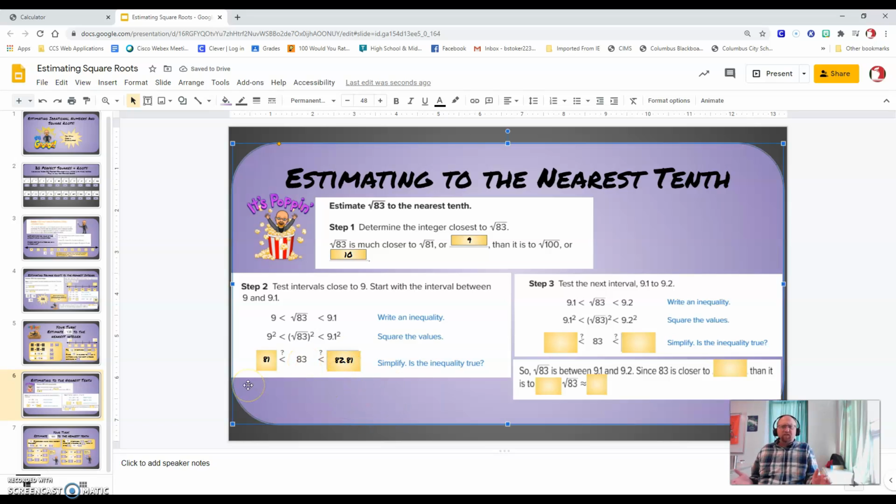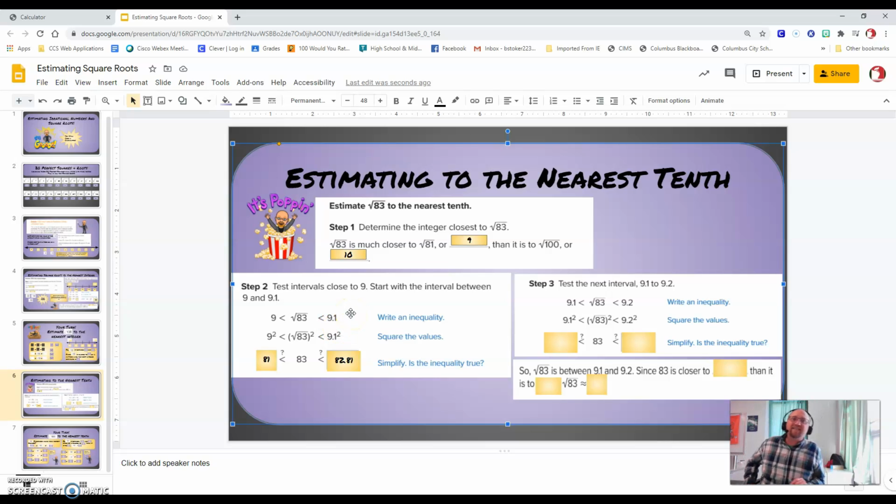Okay, so now I have to ask myself this: is this inequality true? Is 81 less than 83 and 83 less than 82.81? Thanks for pausing to think with me. Heck no, it's not. 83 is bigger, so this inequality isn't true, which means that if I was to plot this on a number line, the square root of 83 does not fall between 9 and 9.1.